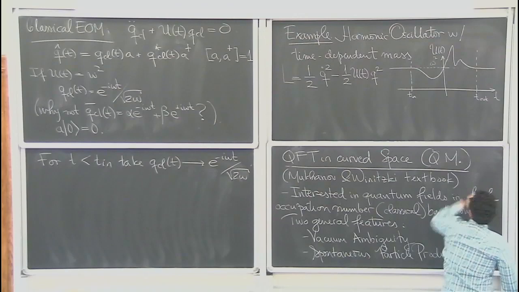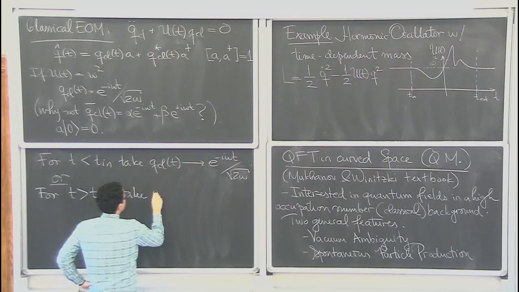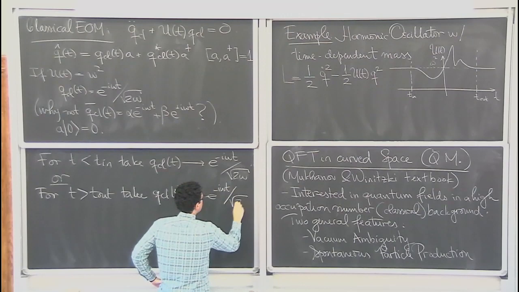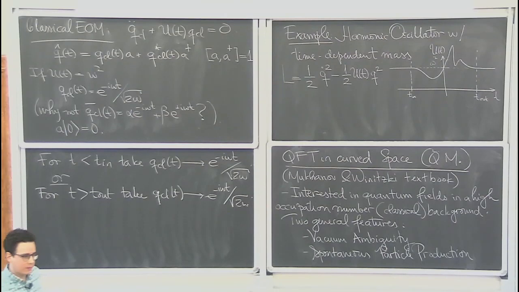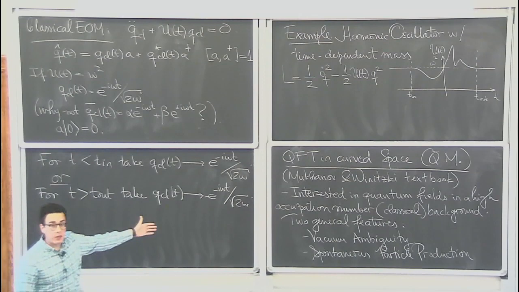Or for t greater than t out, take q classical. Okay. So which one is correct? Actually they're both correct, okay? So there's no clear, I mean, what one calls vacuum, if you wish, is time dependent or frame dependent.